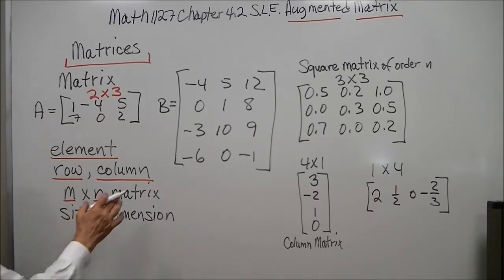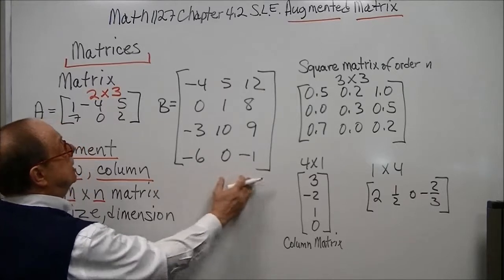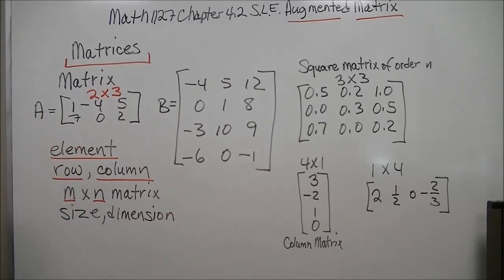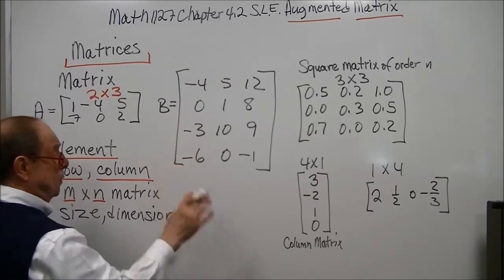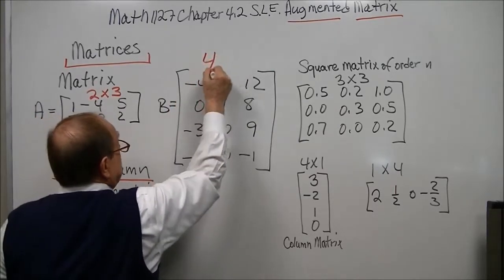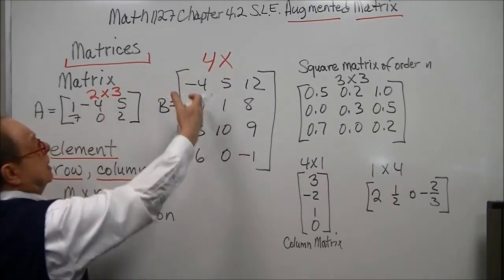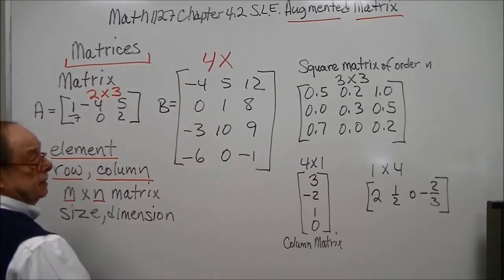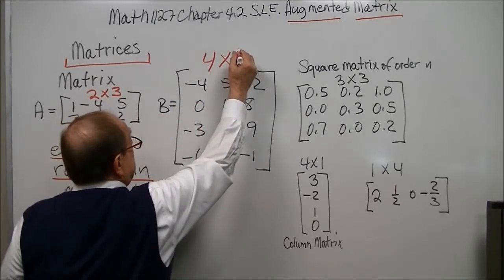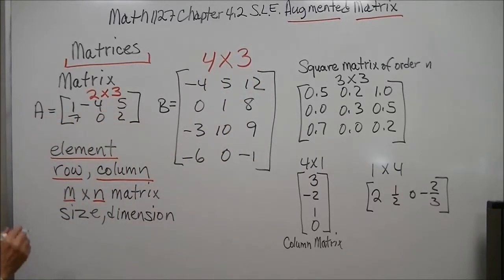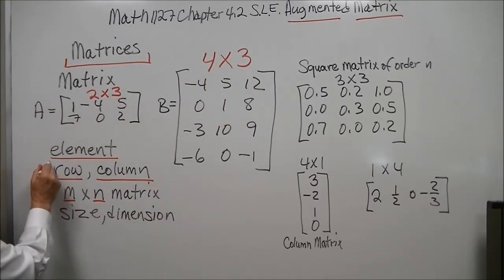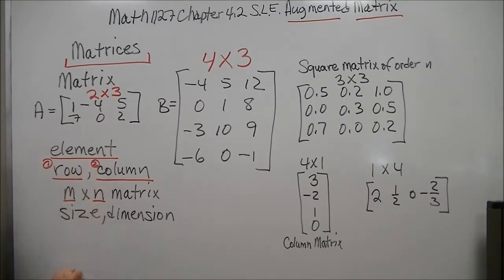So what type of matrix would this be? Well, how many rows does it have? 4. How many columns? 3. So this is a 4 by 3 matrix. And again, you have to say the row first, then the column.